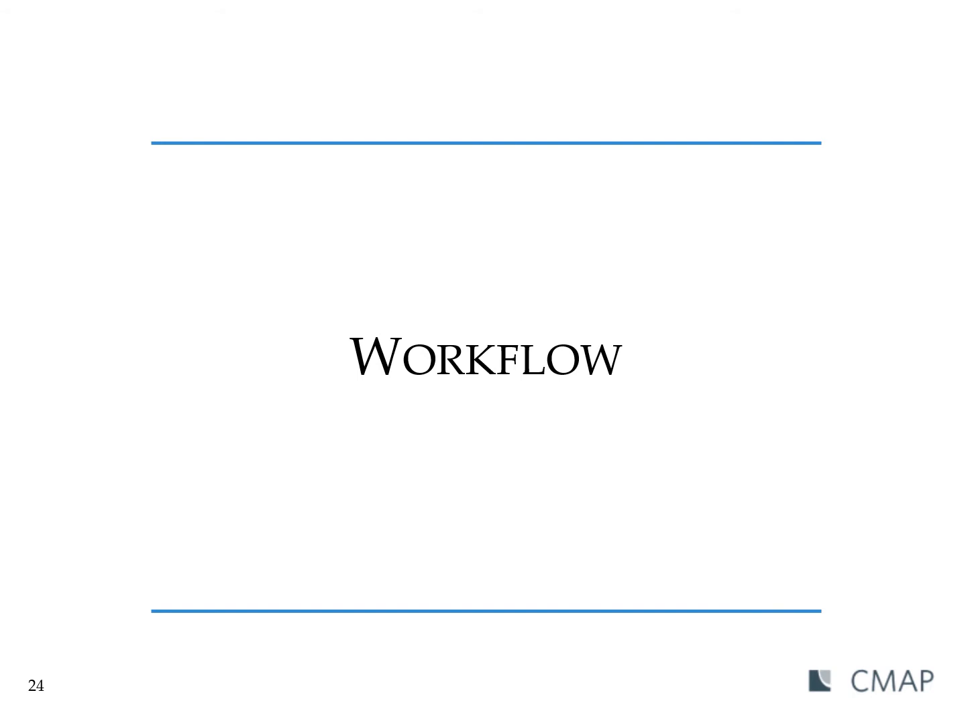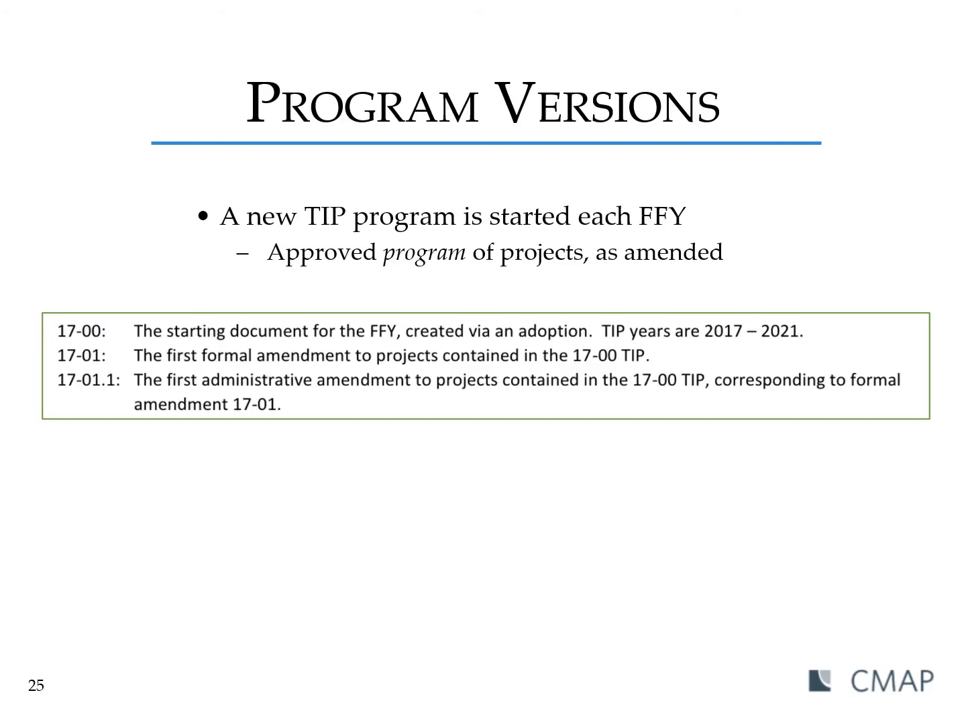So now we're going to discuss how program and project versions are documented in the eTIP. Again, at the start of each federal fiscal year, a new TIP program is created. This new program is made up of the projects and line items that have funding in that federal fiscal year, plus the next 4 years. The new program is created via an adoption, and throughout the year, as changes are made, it's amended.